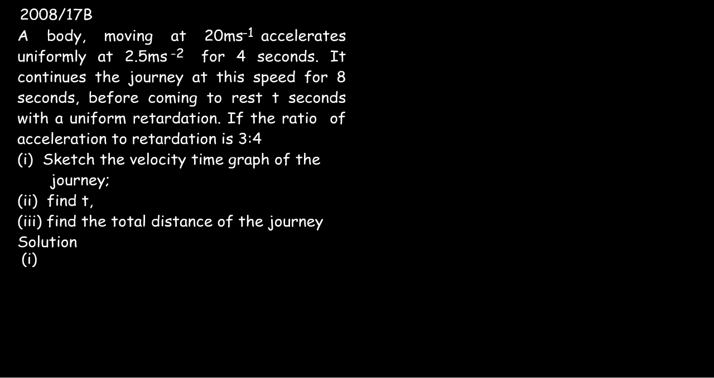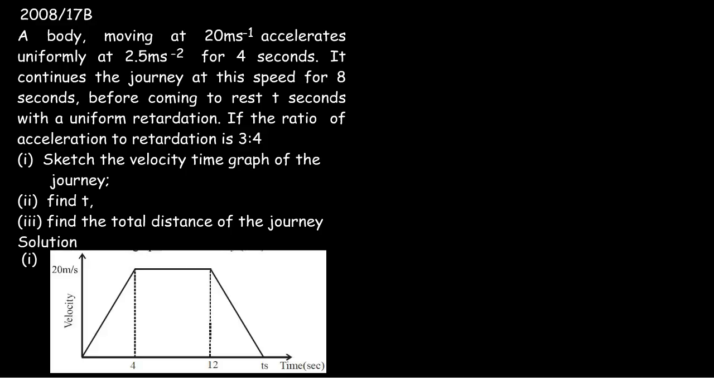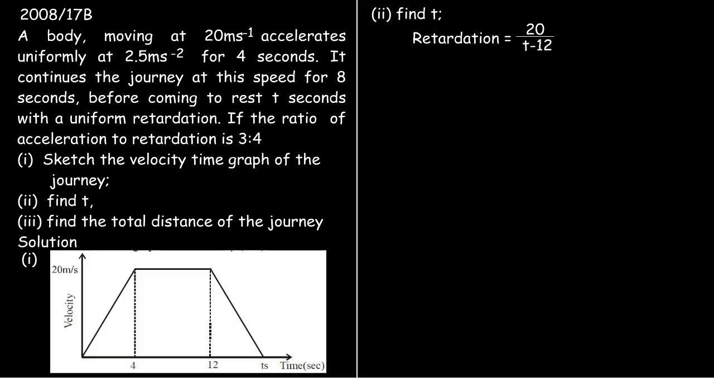Now our very first step is to sketch our graph, and when we do that, we get the diagram as shown on the screen. Now for the second part of our question, finding t, we will be considering the latter part of our sketch, that is the part that concerns retardation. So concerning that part, retardation will be equal to 20 divided by t minus 12, because the entire journey was t seconds and the first 2 parts of the journey took 12 seconds. So for the retardation phase, it will be t minus 12.